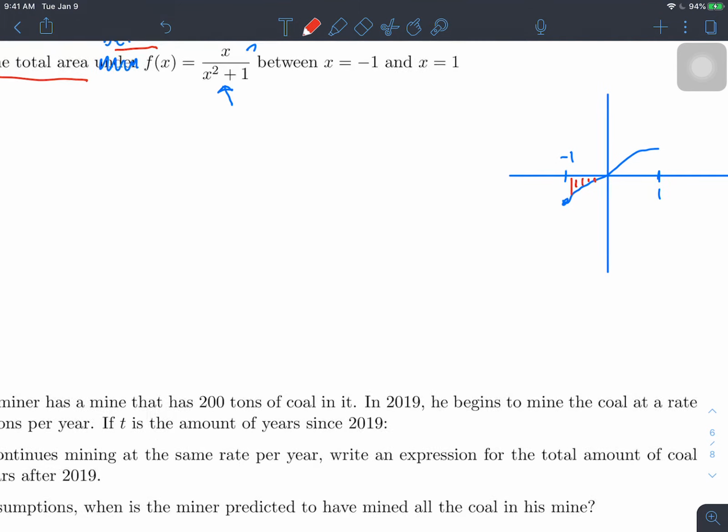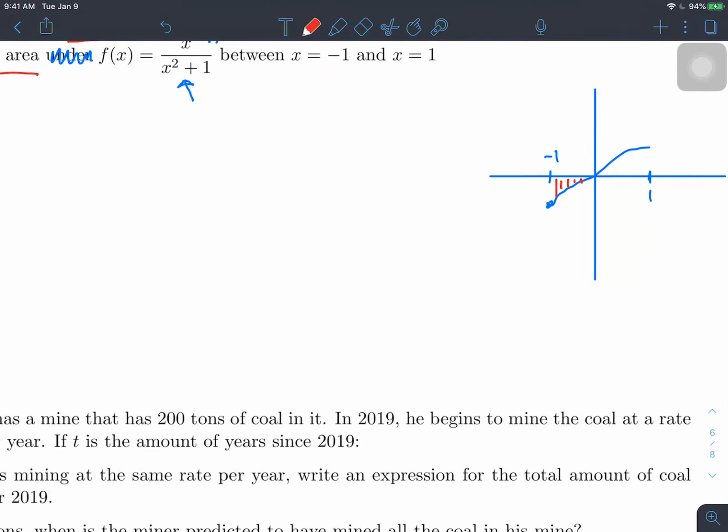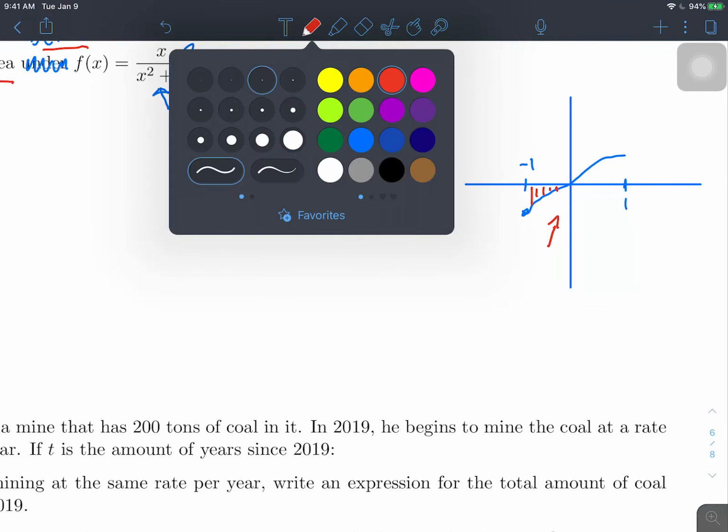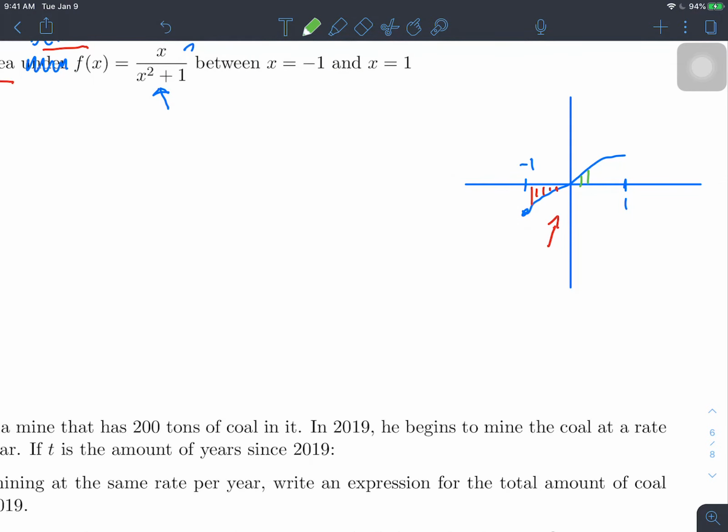Okay, and the reason is if we want to find the total area between the function and the x-axis here, what we're going to need to do is not take the green thing and subtract from it the red thing, the red area. We're actually going to need to take the green area and add to that the red area. Okay, so we're going to have to be a little bit clever here.